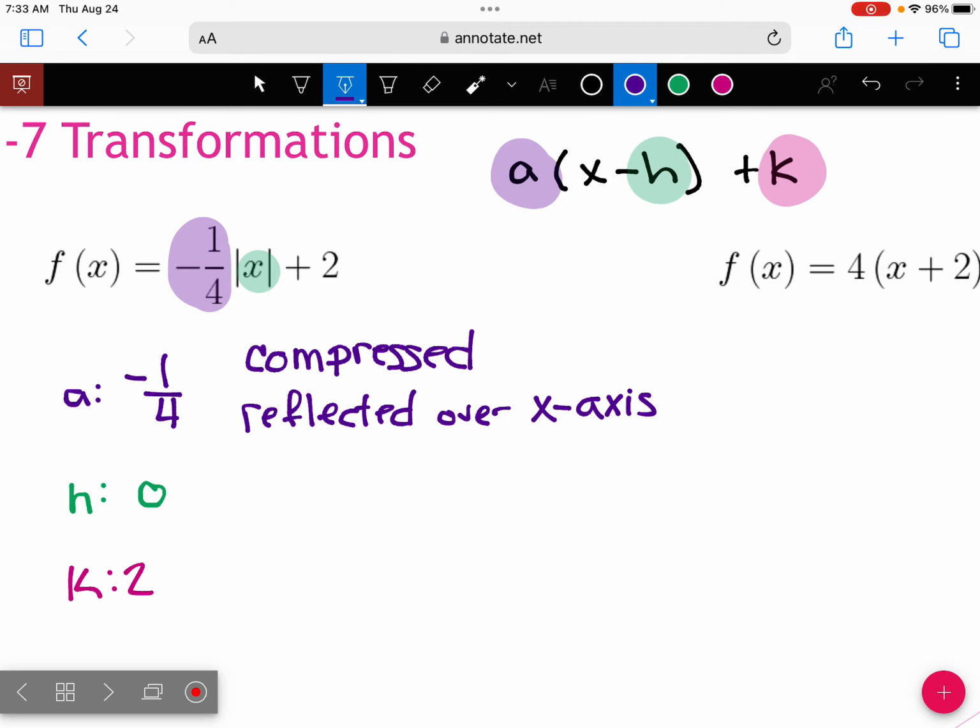Compressed because it's little, reflected because it's negative. An h of 0, is that going to do anything for us? Nope. He's just going to stay where he is. No horizontal shift. How about a k of 2? Up 2.